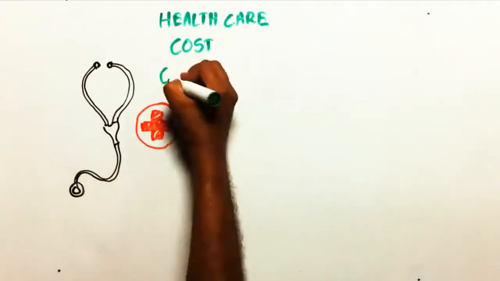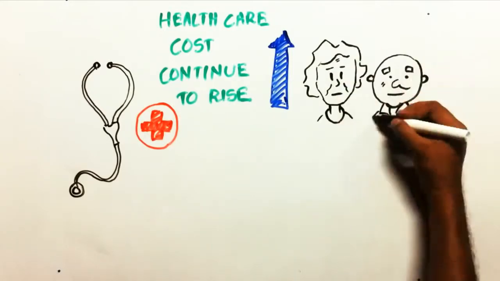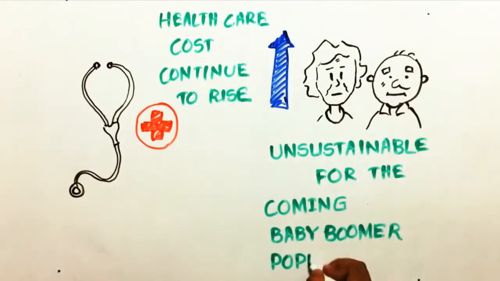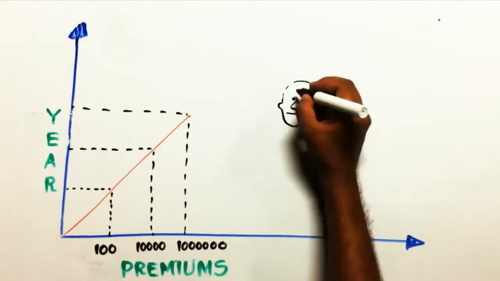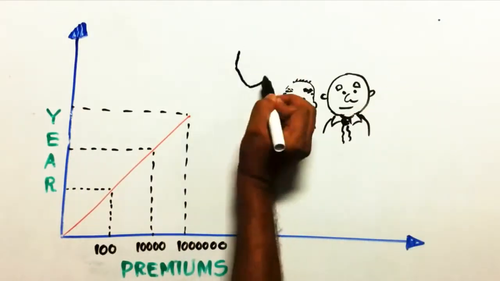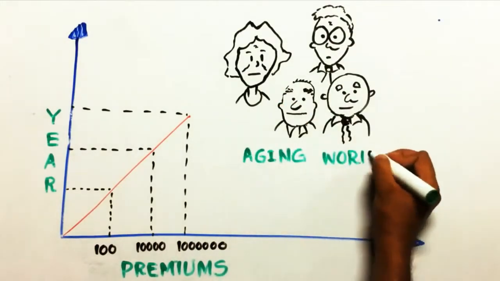In the 2000s, healthcare costs continue to rise, and Medicare is viewed by most experts as unsustainable for the coming baby boomer population. Premiums going up by double digits each year, along with the aging of the workforce, lead many to believe that health insurance through your employer can't last.